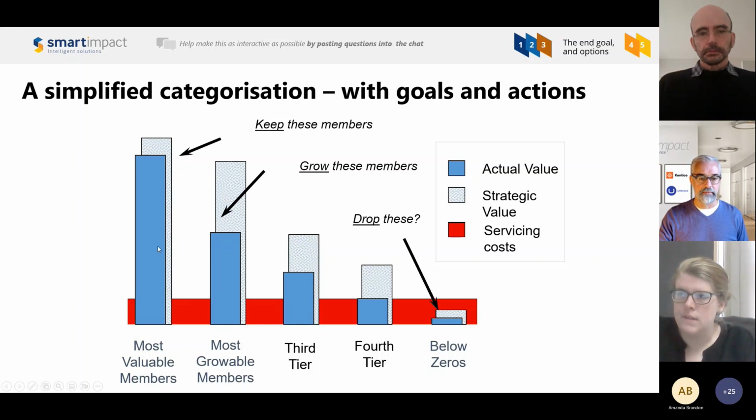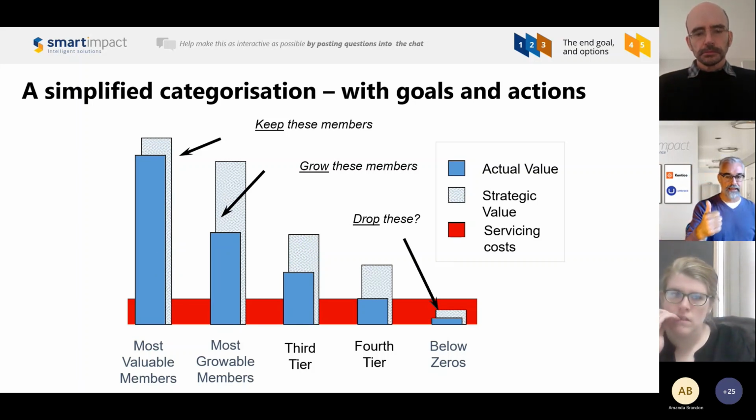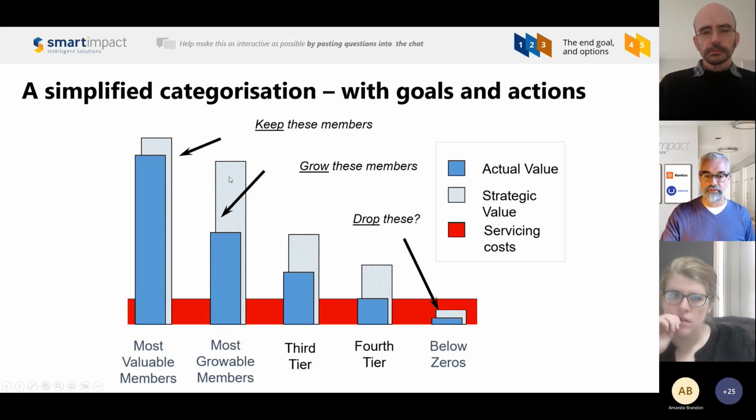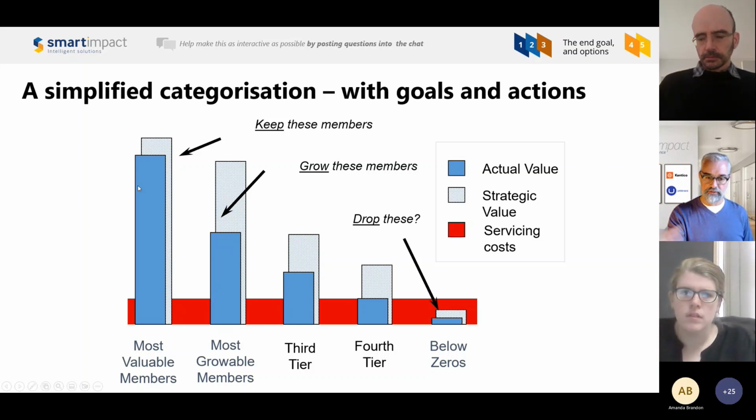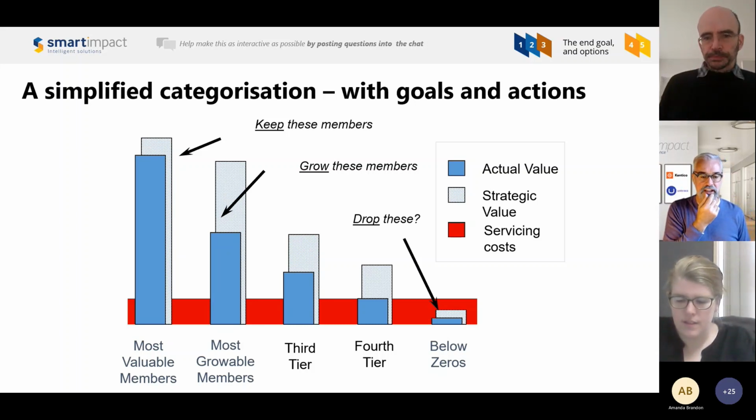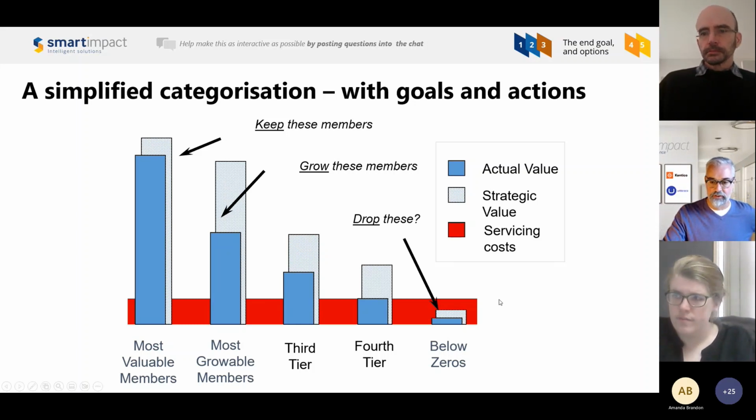So you would want to treat these different categories differently. For the most valuable members, you want to keep them. You want to keep them happy, keep them spending. For the most growable, you obviously want to grow them. You want to fill this gap and turn them into most valuable members. And these below zeros, you might want to drop them, which doesn't mean you just ignore them or are horrible to them, but it might mean that you want to give them incentives to leave, or potentially to join your competitors, because they can then service them for no value. So that's a very simple scenario of where you'd segment and how you'd want to treat different parts of the segmentation differently.